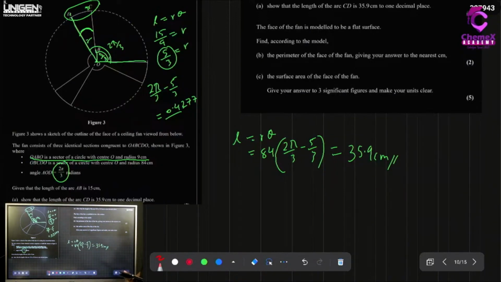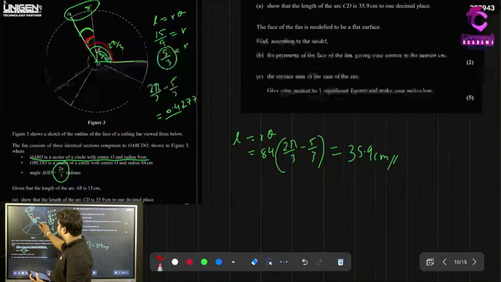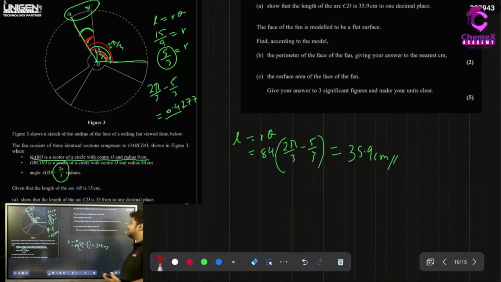Is there a part which is not clear? Yes, sir. No questions, sir. I just found the angle here because they have given the full thing. I found this small piece, then subtracted the two, got that, used L equals r theta to get the L, CD. Then arc CD is 35.9 to 1 decimal place. That's part A done.